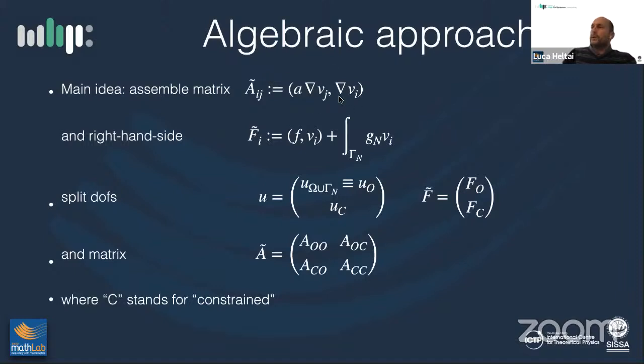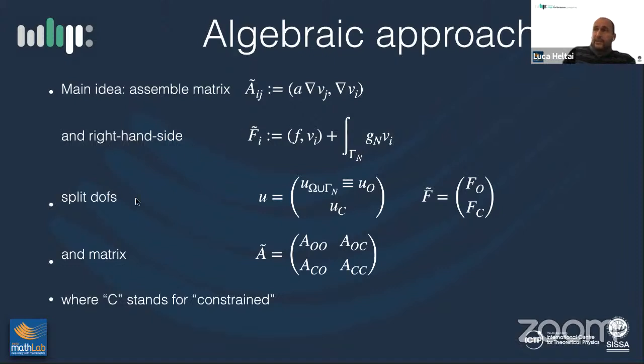So you ignore entirely the fact that some of these i's and some of these j's will actually need to be 0. Some of these v_i's and some of these v_j's will need to be set to 0. Once you have done this, you assemble the right-hand side and the matrix in the same way. So the right-hand side here contains also the Neumann part of the boundary.